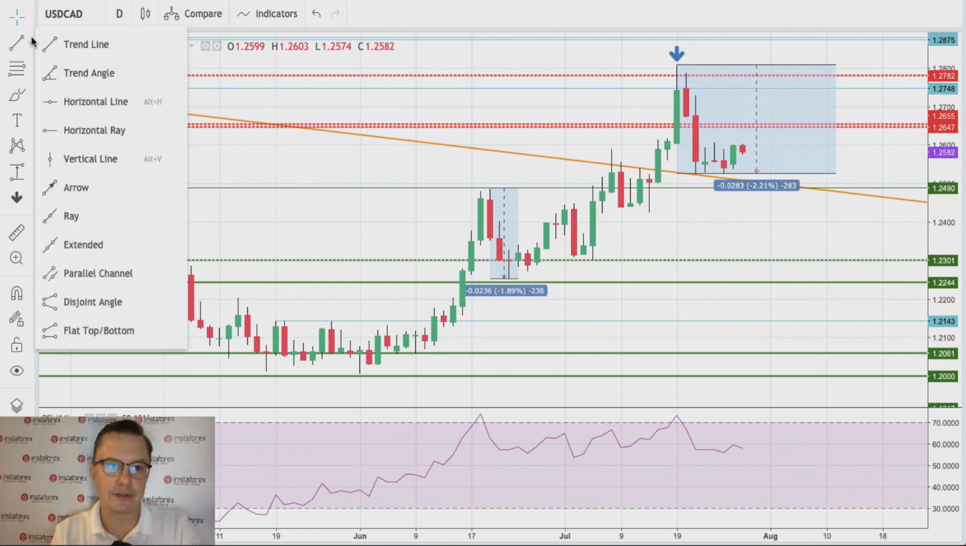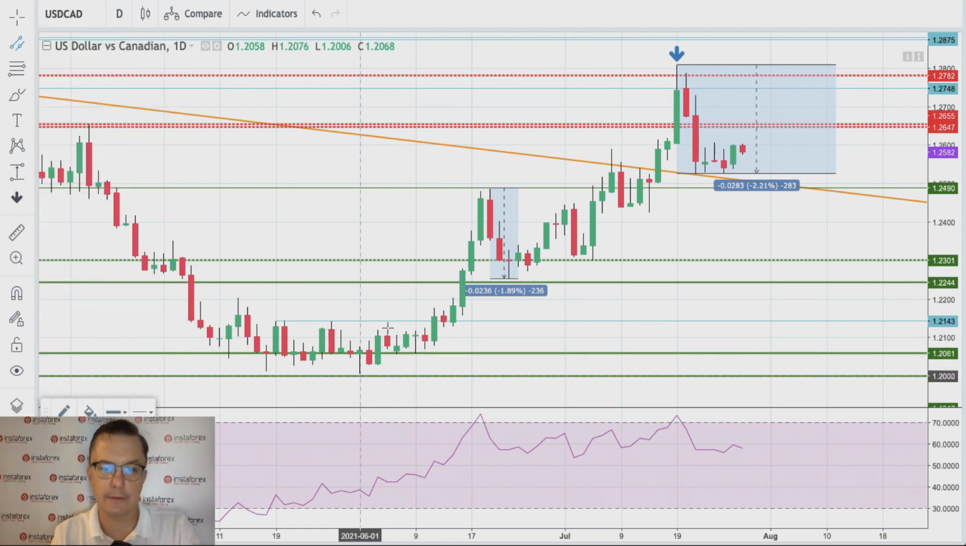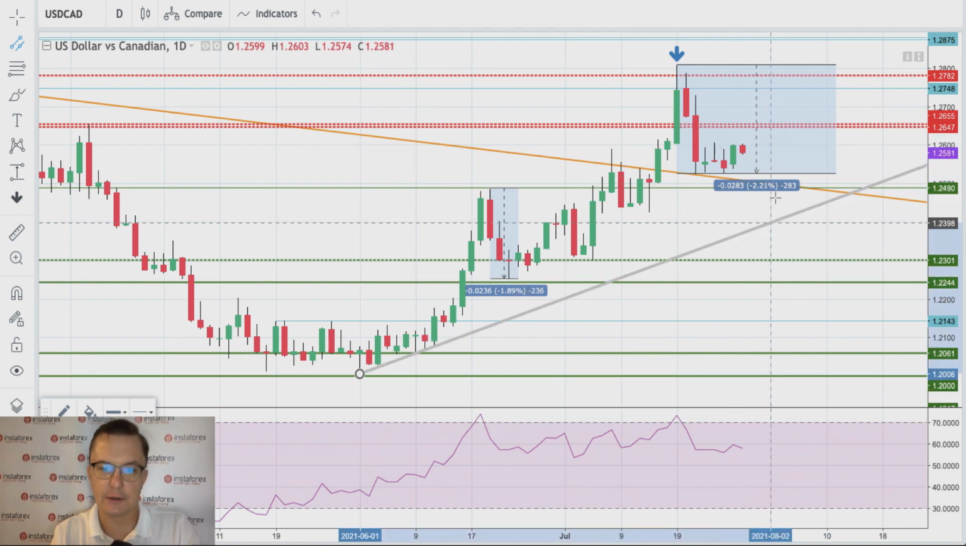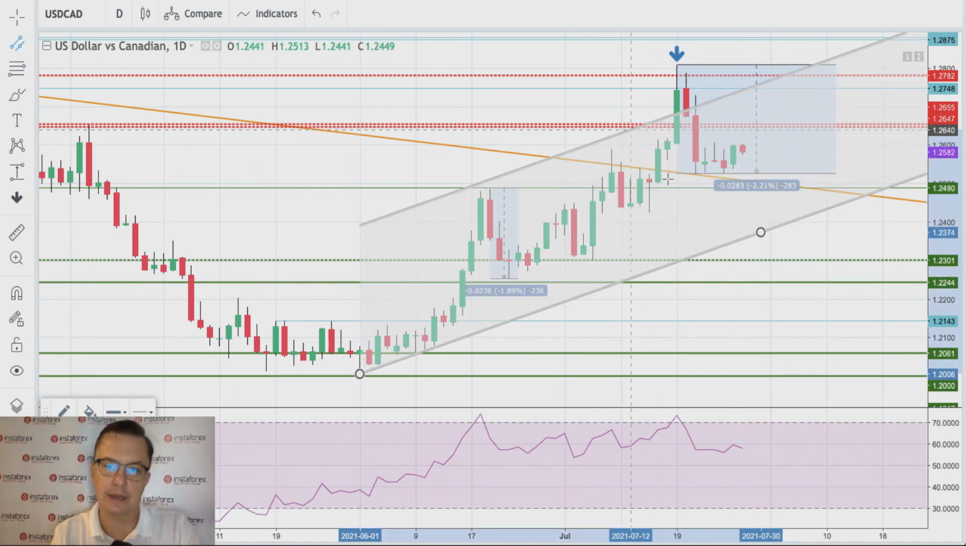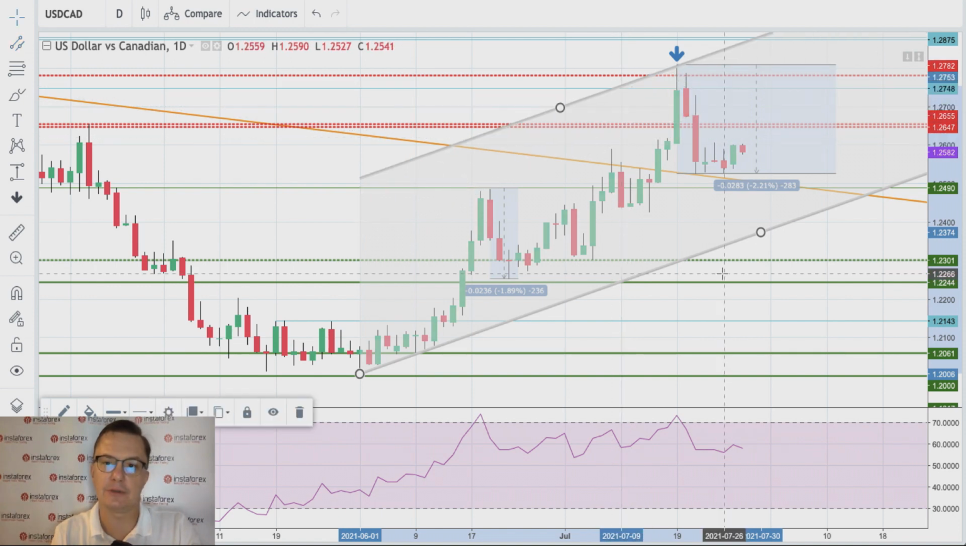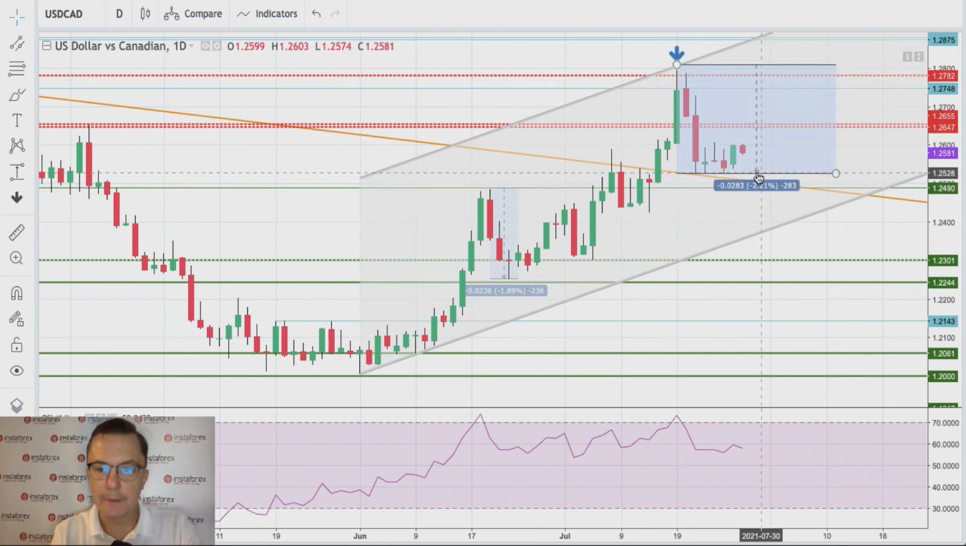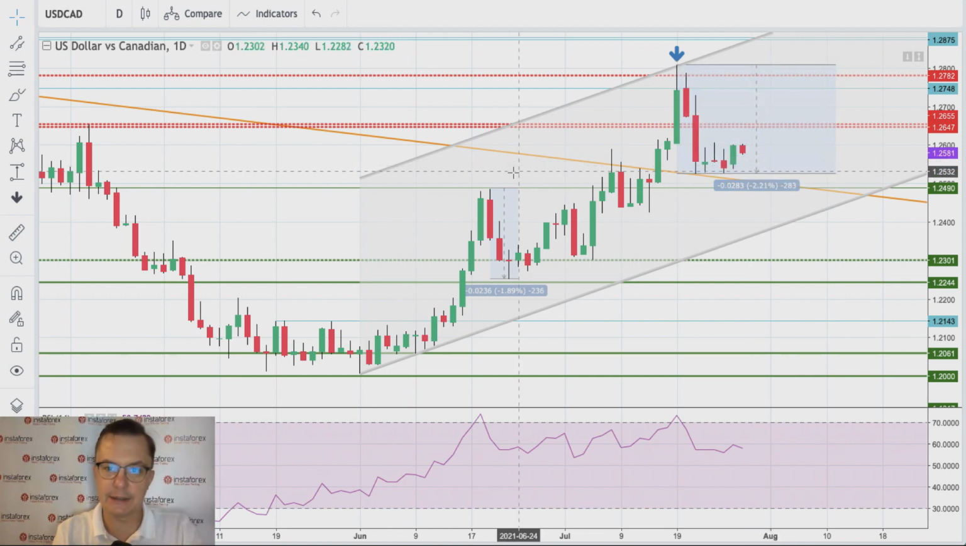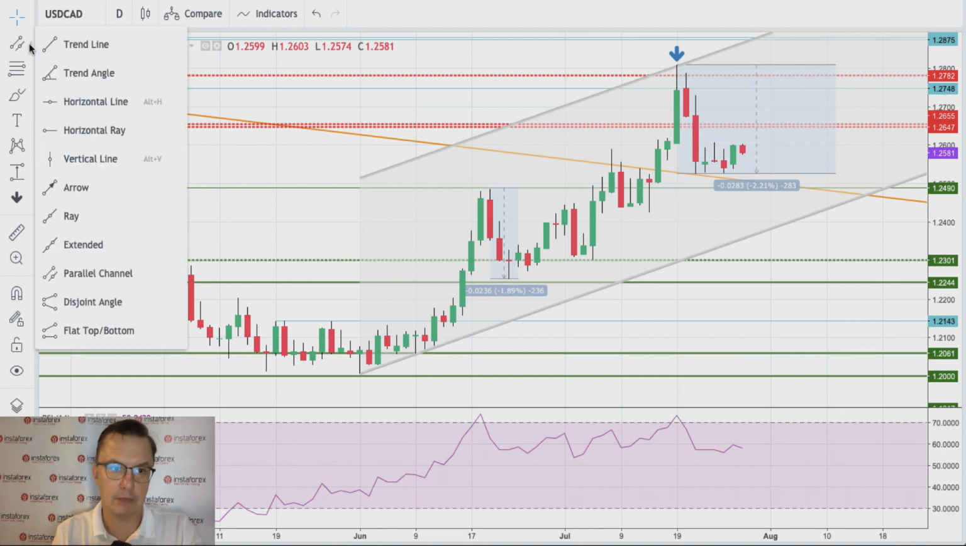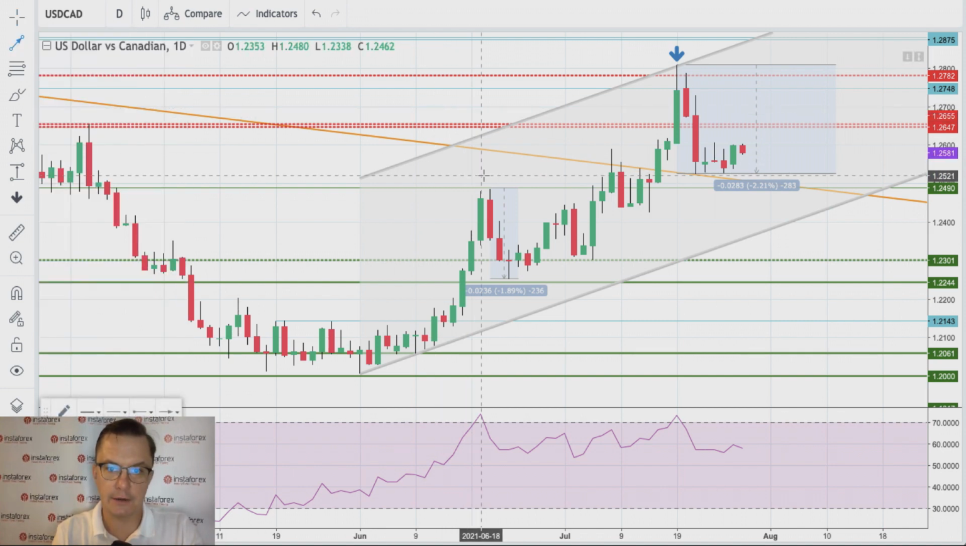Let's see if we have some kind of a channel here, if we can put some channel around here. It doesn't look like we are trading inside of the channel. At least we can do this wide channel here. What else do we have to say? Divergence, yeah, I think this is much clearer to trade, right?